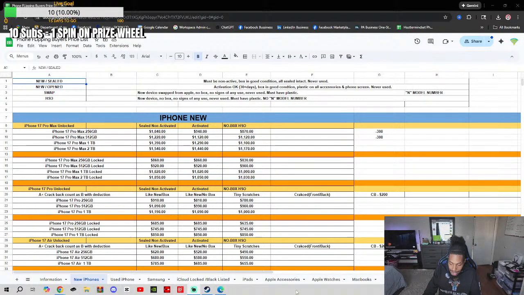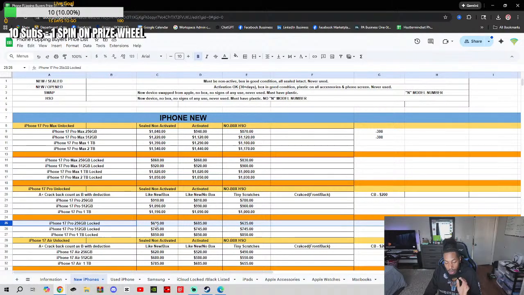So to give you guys an example, we have an iPhone 17 Pro 256 locked right now. This is sealed or we have activated, same price no matter what. We have $685. Now, $685 is going to be the starting price. So yes, they are going to pay you $685, nothing lower. Does that make sense? Nothing lower. So what you see on the price list, you will get paid, but nothing lower.